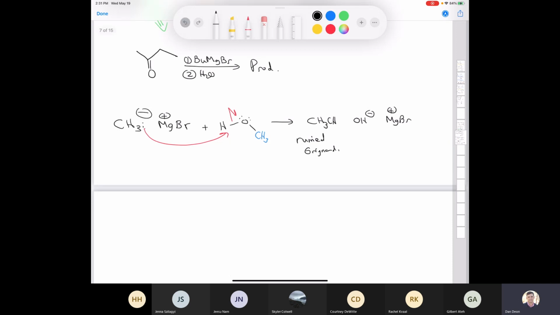Sorry, did I draw methane? I meant methane. Sorry, my mistake. Mr. Deanne is tired. There we go. And methoxide is what I meant to draw. Anyhow, but either way, you ruin your Grignard. So that's not very helpful.